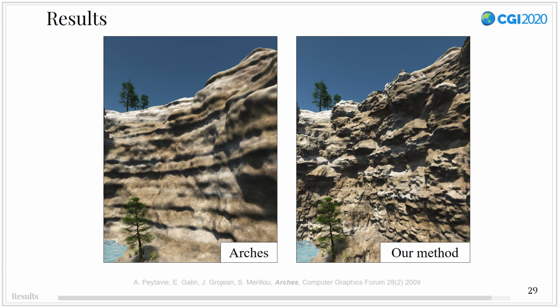Here is a comparison between the Arches model, which uses a mix of voxels and implicit surfaces, and our method, based only on implicit surfaces. On the right side, detailed tabular blocks have been replicated on the cliff.